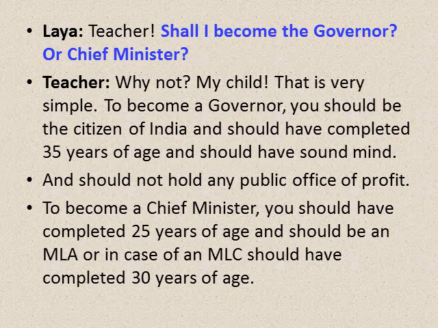And what about chief minister? To become a chief minister, you should have completed 25 years of age. In the case of a governor, the age is 35, but for chief minister, it is just 25 years of age. And should be an MLA, or in case of an MLC, should have completed 30 years of age.